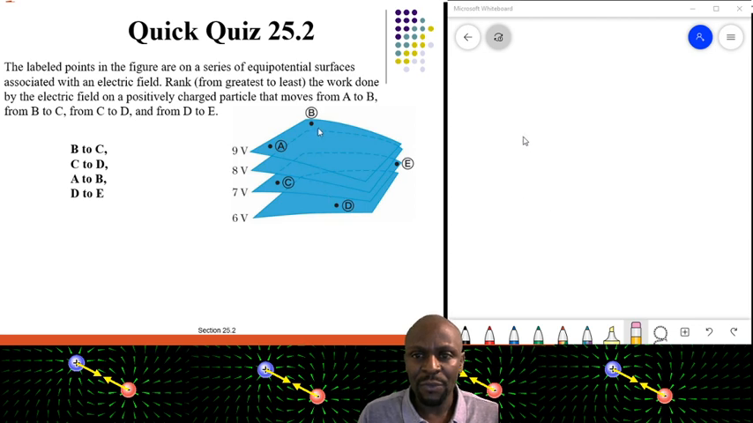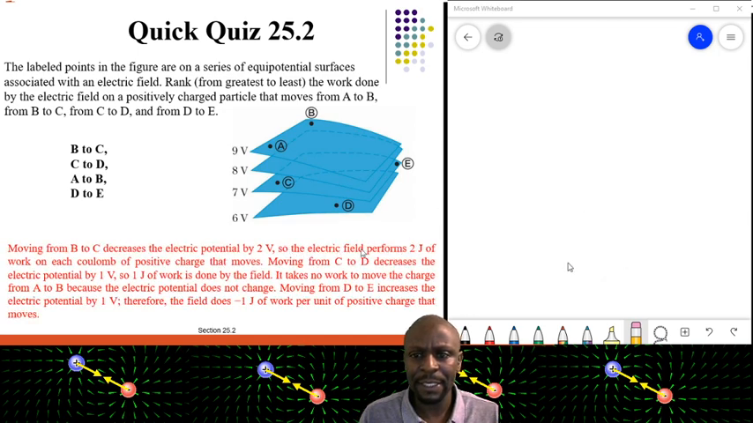Now, for moving from B to C, the electric potential will just decrease by 2 volts, because you are moving from 9 to 7. So the electric field will just be performing 2 joules of work for each coulomb of positive charge that is moved.